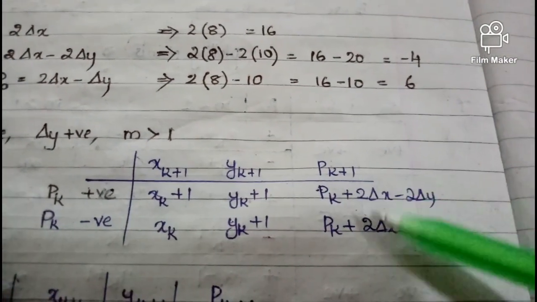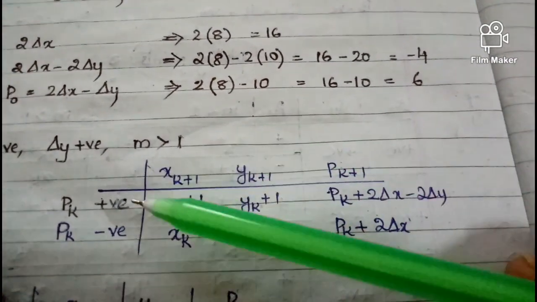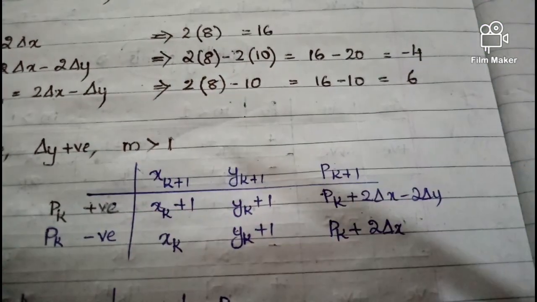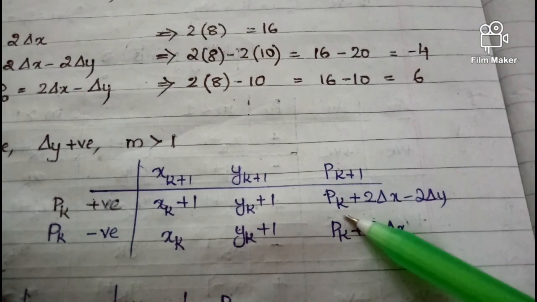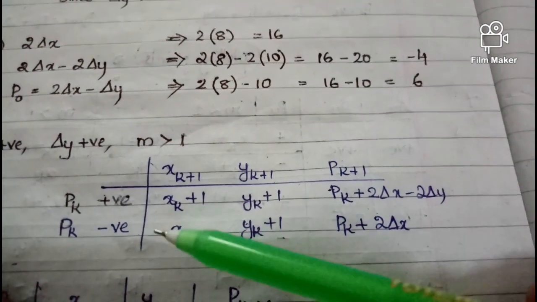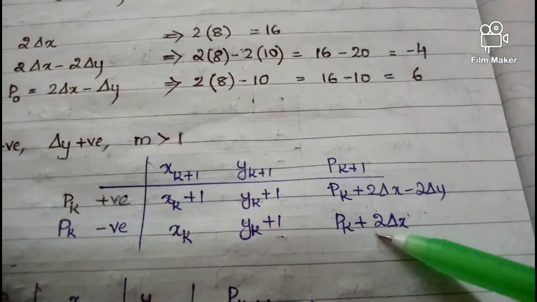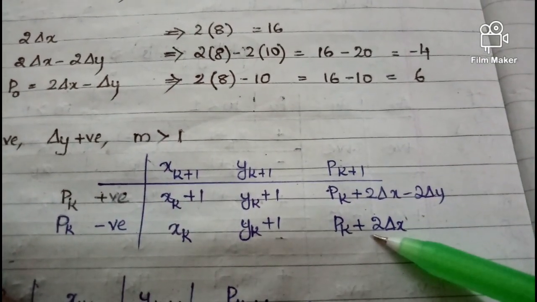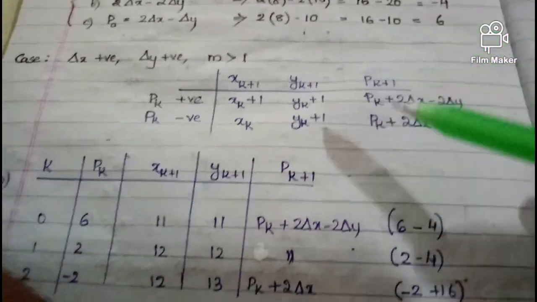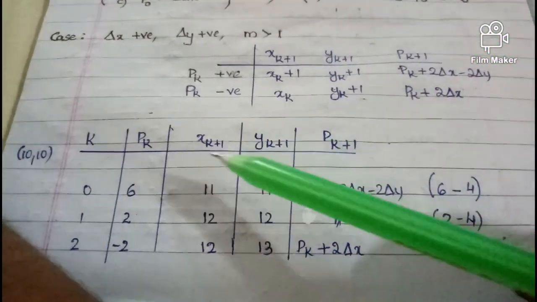What about the pk plus 1 values? As per the algorithm of m greater than 1, if pk is positive, then pk plus 1 is pk plus 2 delta x minus 2 delta y. And if pk is negative, then the value of pk plus 1 is equal to pk plus 2 delta x. So everything is set. We can directly move on to the column section.